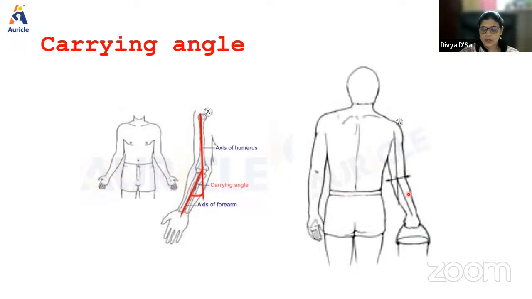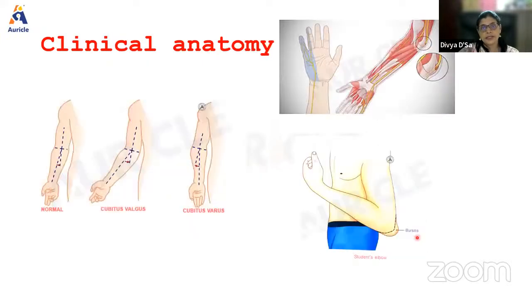Why it is called the carrying angle is, when we are holding a bucket like this, our arm automatically goes into this position. Then, if this angle deviates more towards the outward, we call it valgus, and towards the inside, we call it varus.